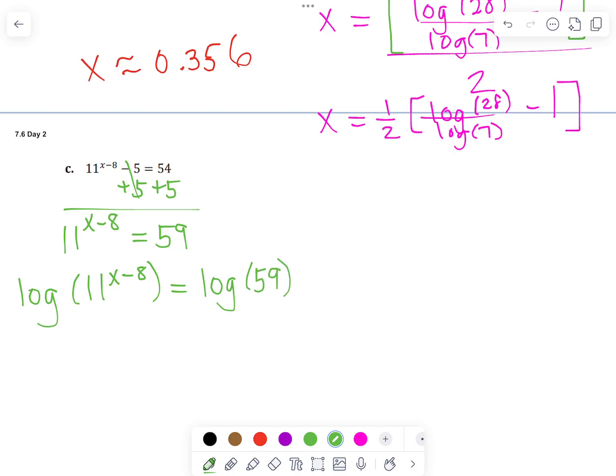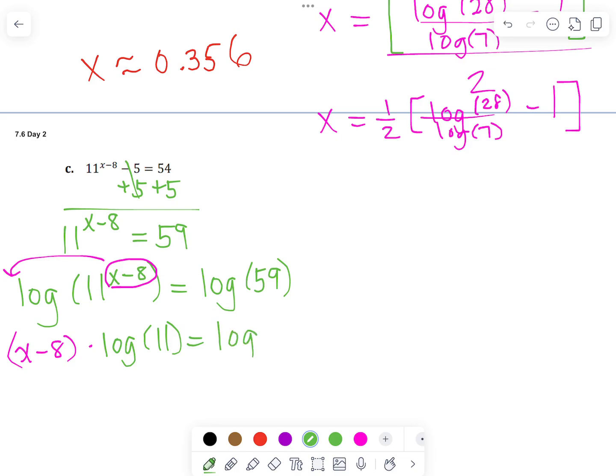And the reason we do that is that we can then use our power property, so we can bring that power down in front in the next step. So it's x minus 8 is brought down in front. And then we have log of 11 equals log of 59. Then we want to isolate that x minus 8, so we would divide both sides by the log of 11.